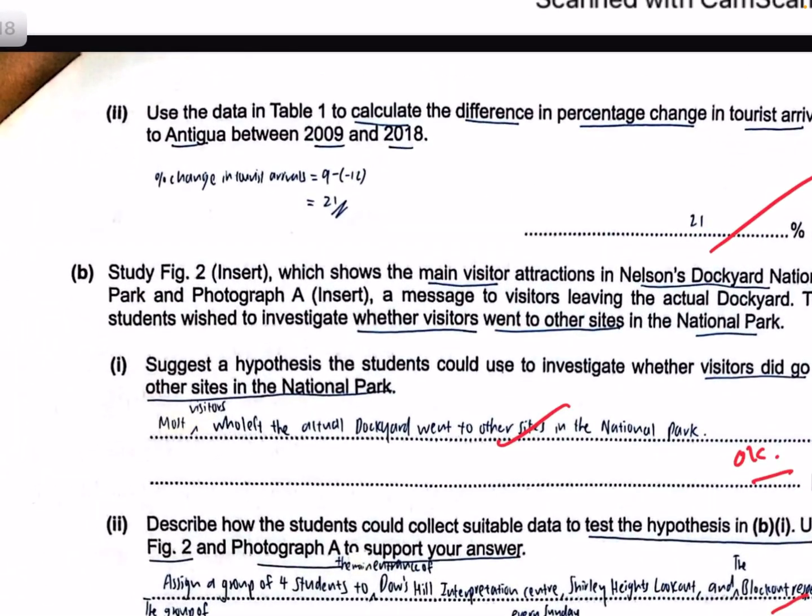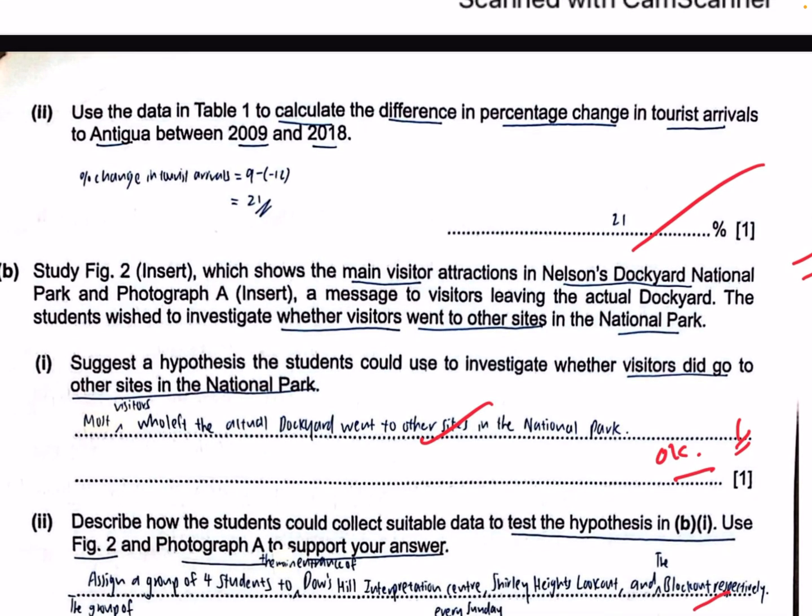The next question is a very, very simple follow-up. Okay, for this particular year, they had similar style of question for both question 1 and question 2. So they asked you to calculate the difference in percentage change tourist arrivals between 2009 and 2018.